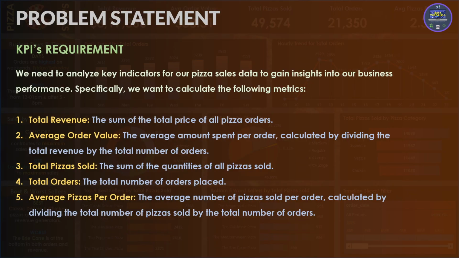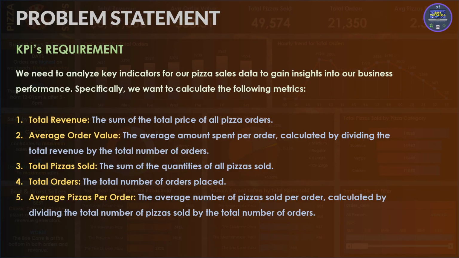Next, he has asked us to find out the total pizzas sold, meaning how many pizzas are sold. Then total orders. Total pizzas sold and total orders are different, because in one order you may order multiple pizzas. So if I place an order today and I have ordered two pizzas, the quantity will be two but the order will be only one. In this way you have to understand the data.